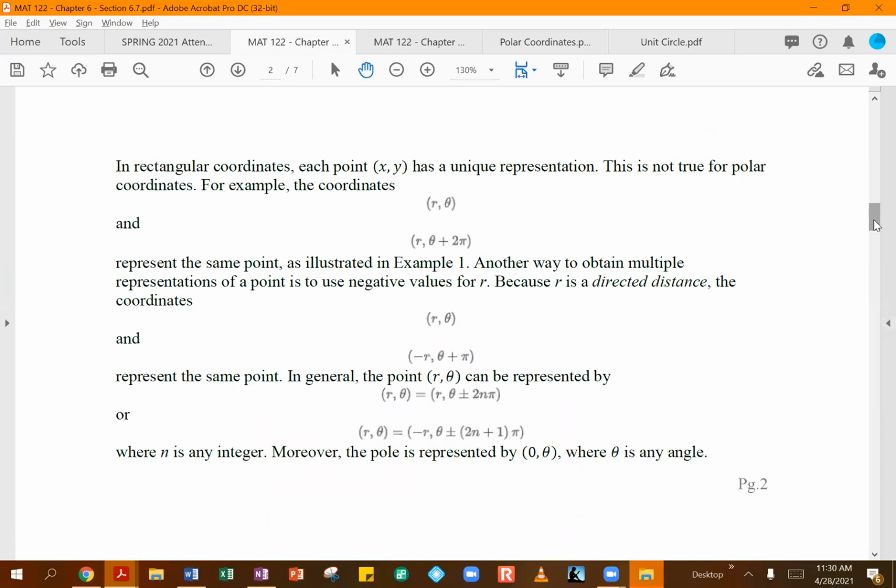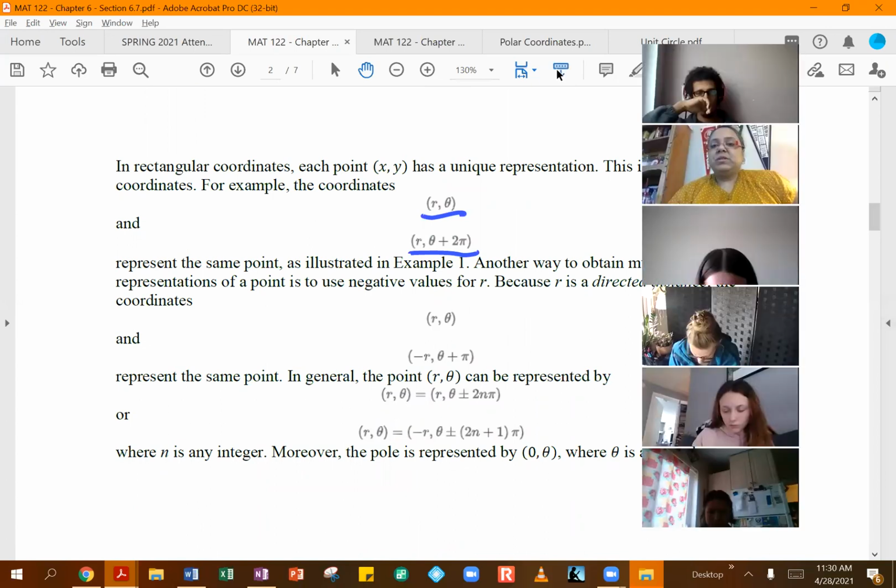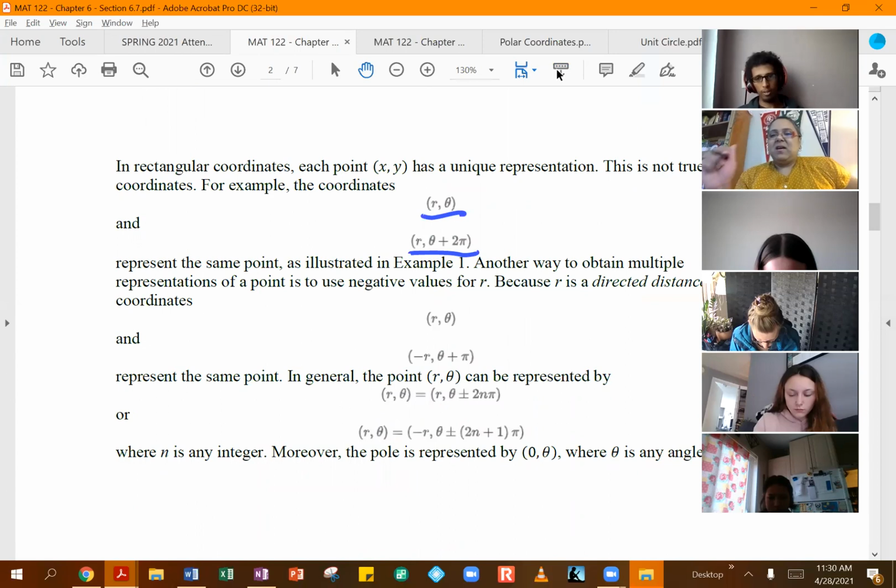With polar coordinates, for the same coordinate pair, the R and theta, you can do theta plus 2 pi, and you will still land at the same point. Because think about it: if you're adding 2 pi, you're forming one whole circle around. So whatever the angle is plus 2 pi, you land at the same angle anyway. So those will give you the same point. Or we can do R, theta and negative R, theta plus pi, and that will also land you at the same point.